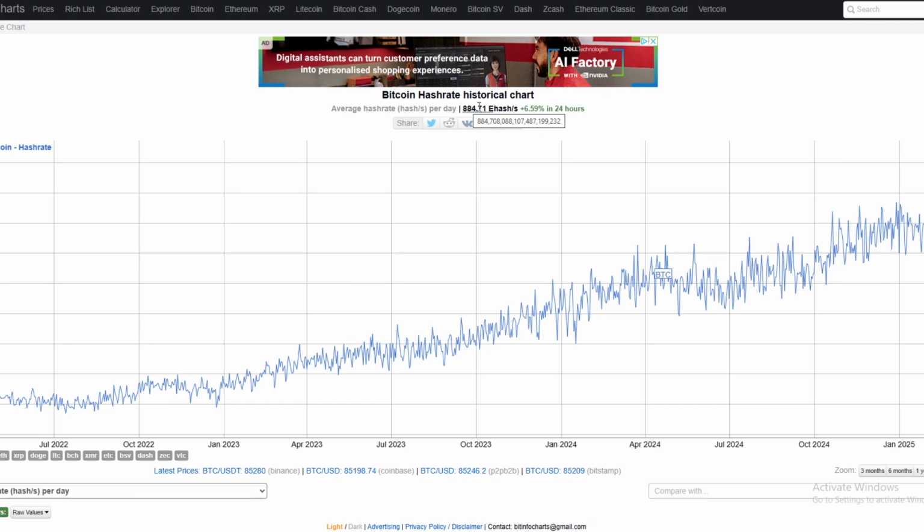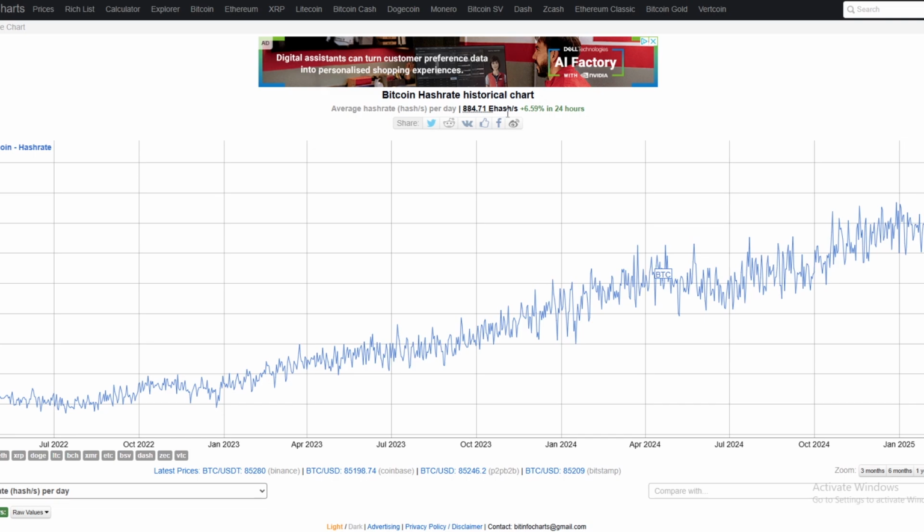And then that's going to give you the figure of how many years, or your probability of hitting a block within a day, a year, or even a month. So current hash rate is 884.71. So the first step that you need to do is convert your own hash rate into exahash.